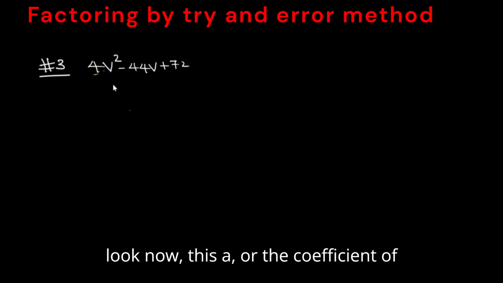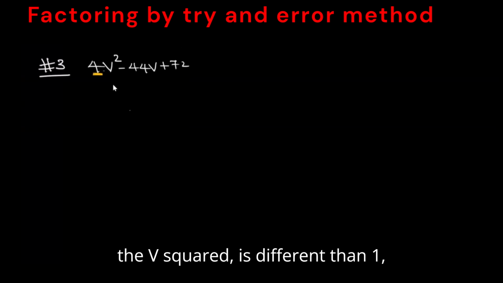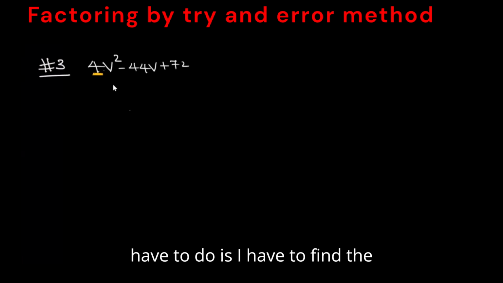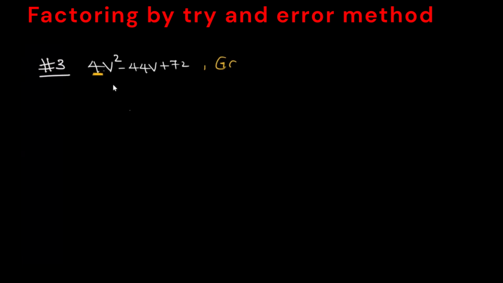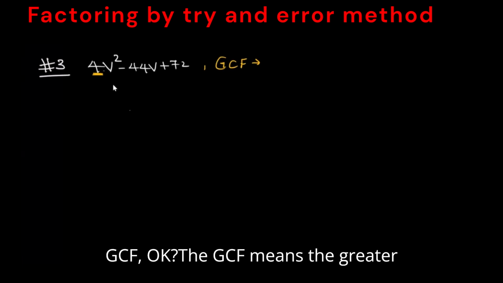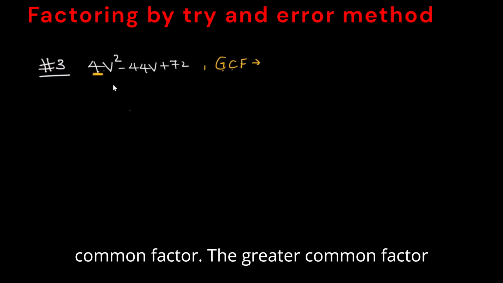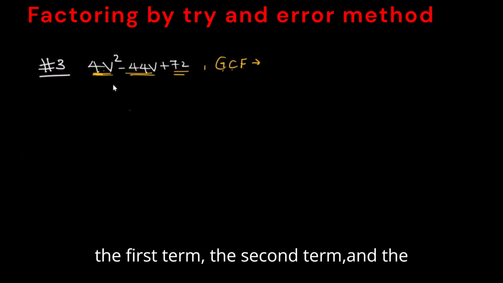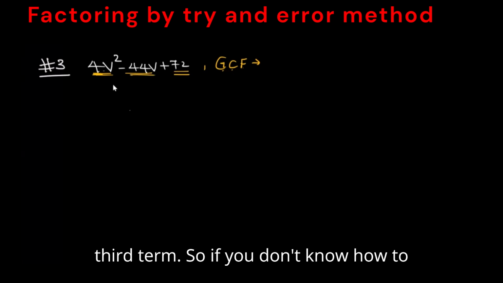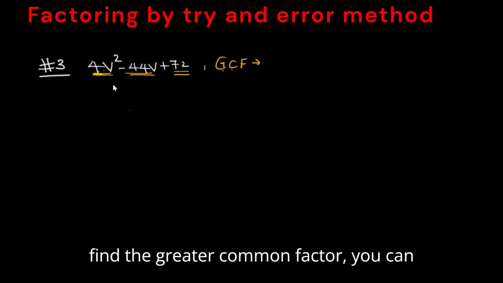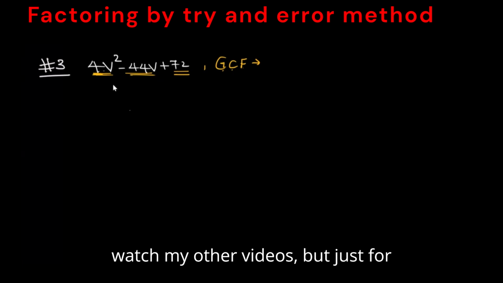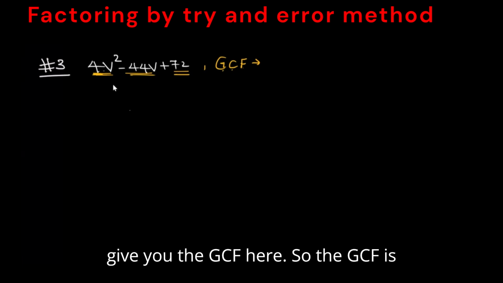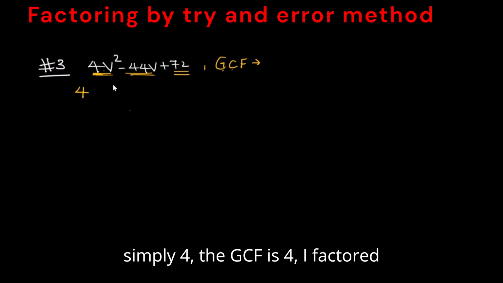Look now, the a, or the coefficient of v squared, is different than 1, unlike the previous examples. So all I have to do is find the GCF, the greatest common factor, of the first term, the second term, and the third term. If you don't know how to find the greatest common factor, you can watch my other videos, but to save time I'll give you the GCF here. The GCF is simply 4.